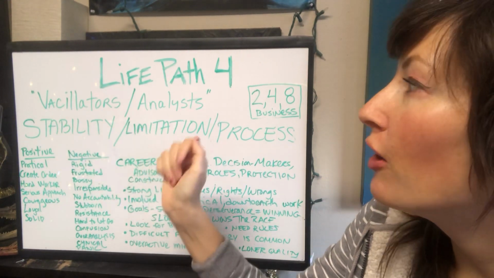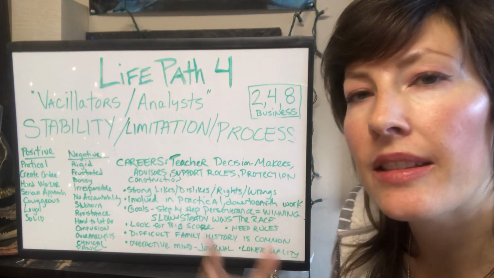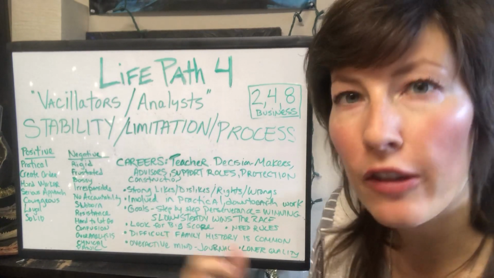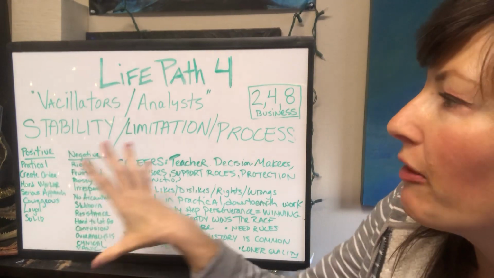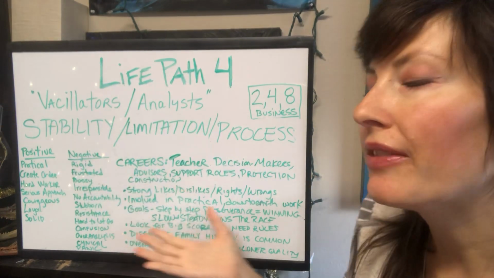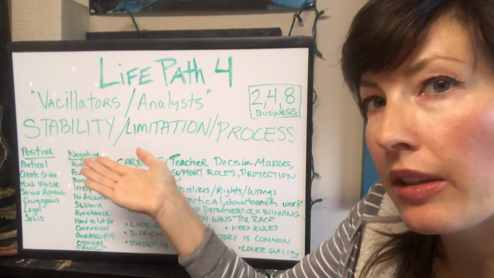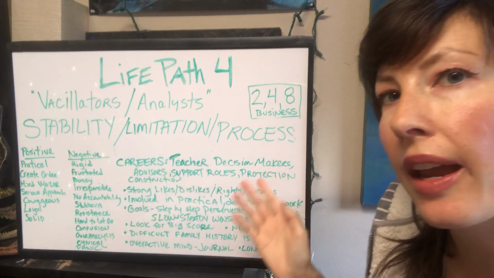So life path 4s, they make the best vacillators and also the best analysts, okay? If you don't know what a vacillator is, it's someone who wavers in mind and opinion, going back and forth, very indecisive, okay? So life path 4 is the teacher, and their whole life's lesson and themes in their life are stability, limitation, and process, okay?